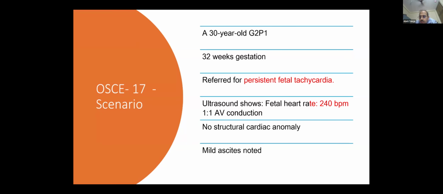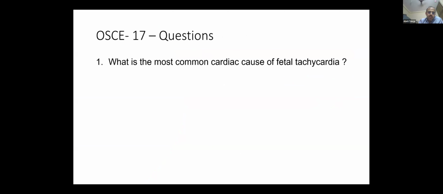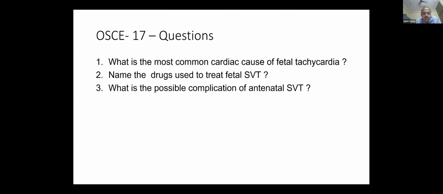Heart rate is going above 240. There is no structural cardiac anomaly, only mild ascites is noted. Persistent fetal tachycardia, antenatal, 32 weeks of gestation, heart rate 240. What is the diagnosis? What drugs do we give antenatally? This is antenatal.